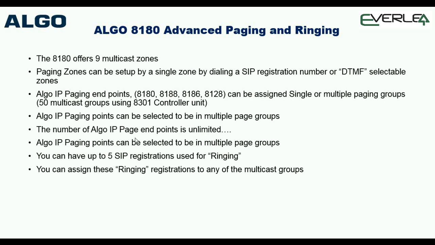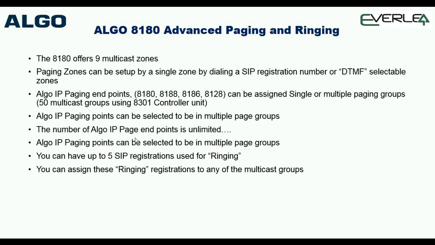The IP paging points, I haven't picked on the 8180 in particular in this area, can be in multiple paging groups, e.g. so you can have a unit in paging group 3, 5, and 6. Okay, so you just tick those options in the unit, and now that unit's across that group, no problems. The number of Algo paging endpoints is unlimited.